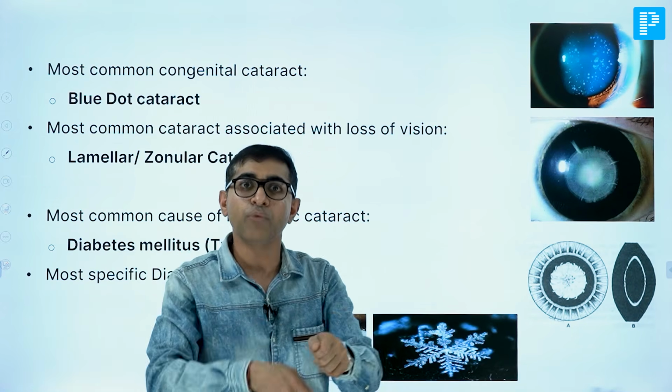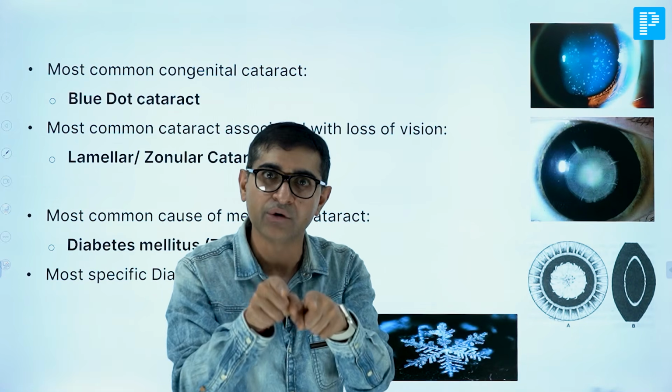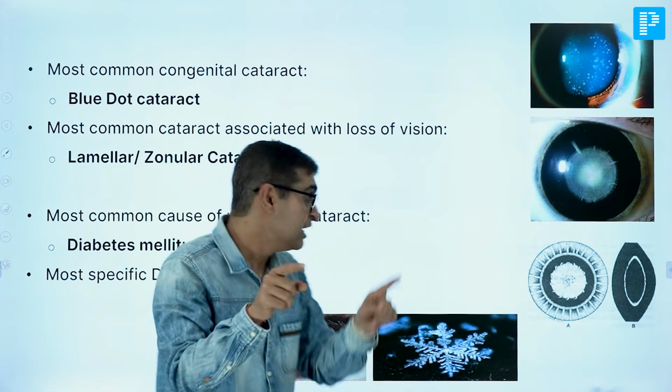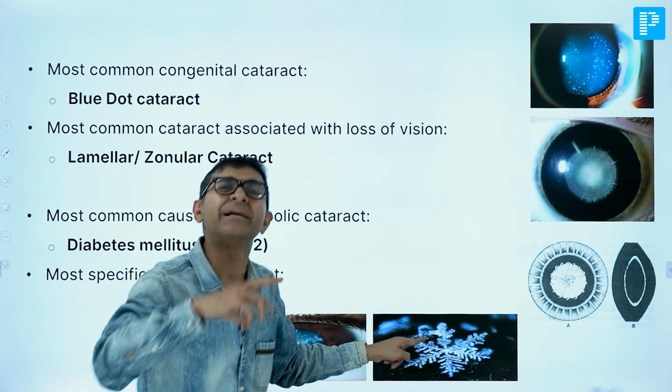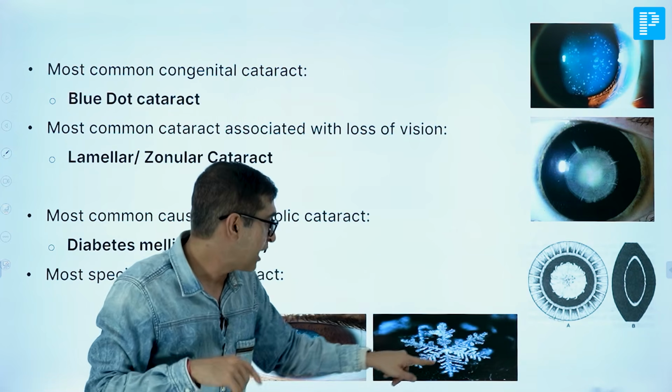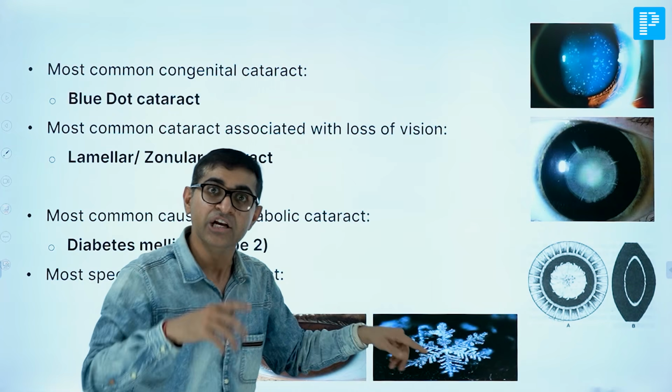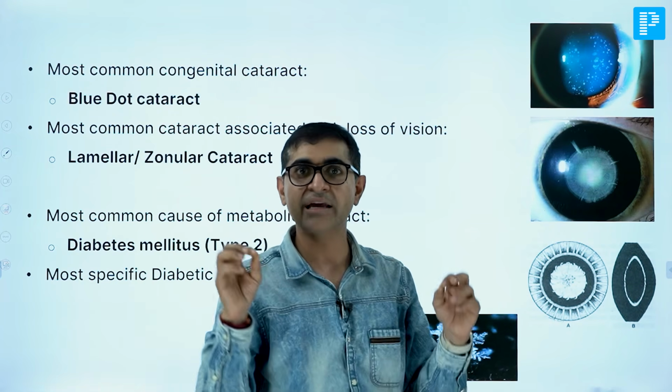If you open your WhatsApp, not right now. Right now, you are attending my class. I don't want you to get distracted. Okay? If you open your WhatsApp later, you will type snow and you will see something like this. Yes, an icon like this. So this is your typical snowflake cataract.